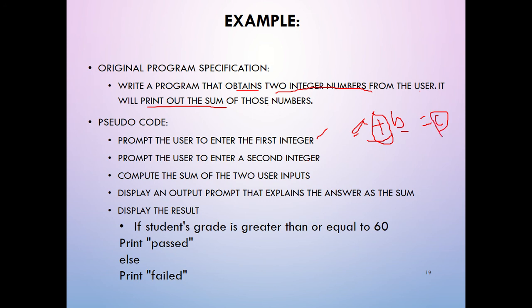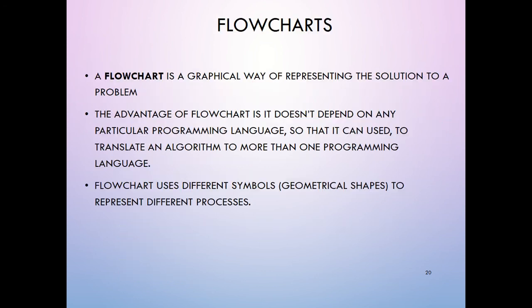Display the result. If the student's grade is greater than or equal to 60, print passed. For example, if this is the mid exam and this is the final exam, and the sum of this result, the C value, is less than 60, print passed, else print failed. This is what you call C documents.